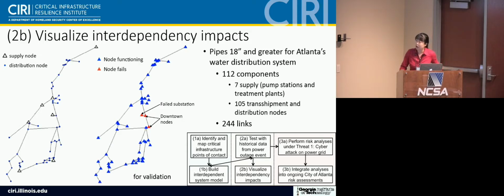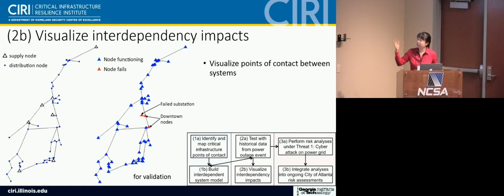And so here for our validation, we had a failed substation and then wanted to make sure that it would propagate through to the failure of these downtown nodes, and it took some tweaking and building of the model to get this validated model to work.